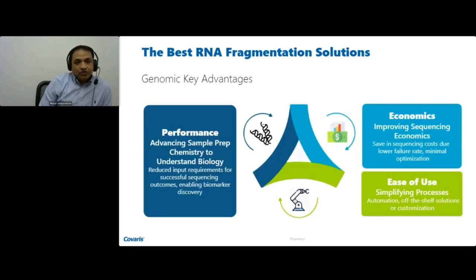At Covaris, we provide the best RNA fragmentation solutions, which improves economics, performance, and the workflow ease of use. As you can see here, these three pillars are the foundations of our focus and dedication to the genomics community. We look at the ease of use and adoption of our solution, performance improvement, and better economics. The claims presented here are not just words, they are backed by data and real case studies from our customers and collaborators. One such application is using AFA for tumor transcriptomics.